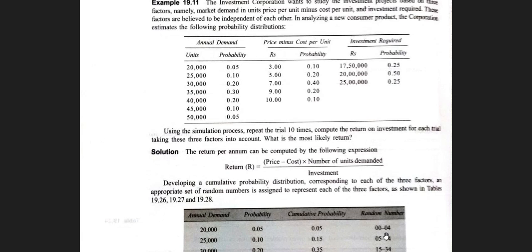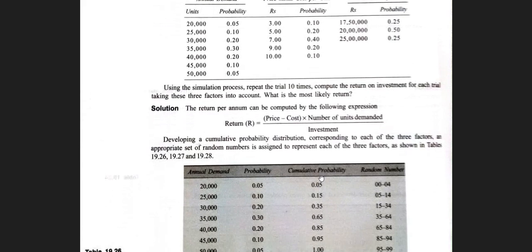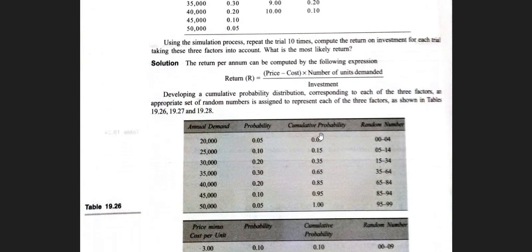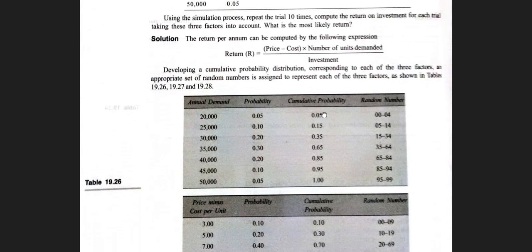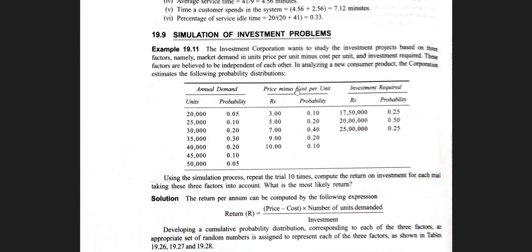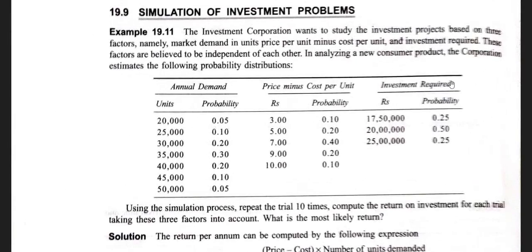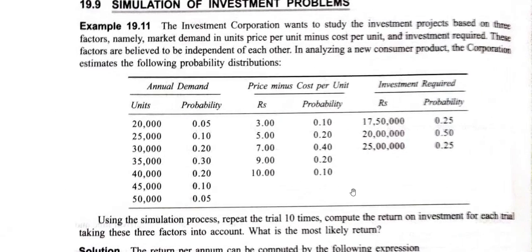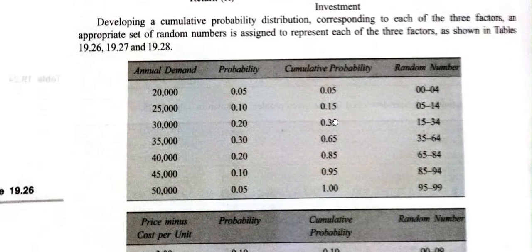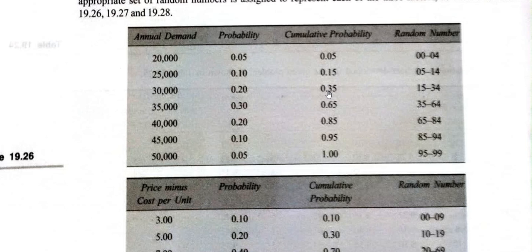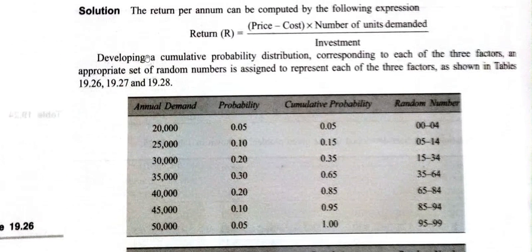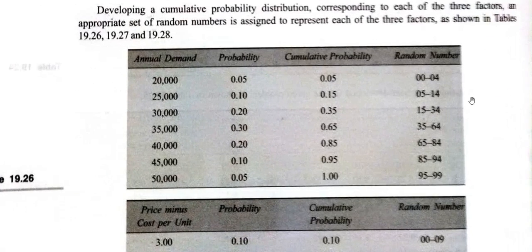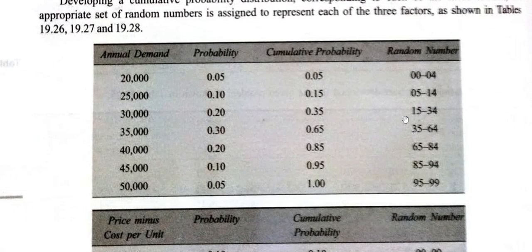Okay, so quickly moving forward now, because we have three different factors, as I stated earlier: annual demand, price minus cost per unit, and investment required. Because we have three different factors here, we are going to draw three different tables, one for each of those factors. And in this textbook, they have already solved it in tables 19.26, 19.27, and 19.28. So let's just quickly look at the tables and how they solve it.